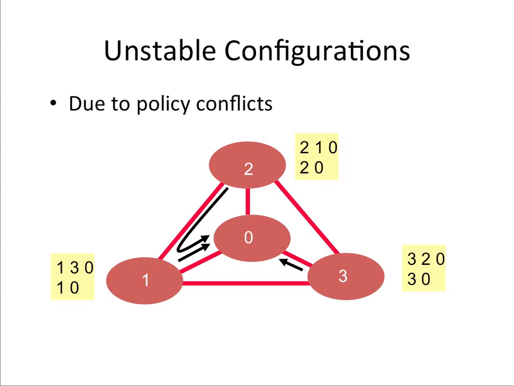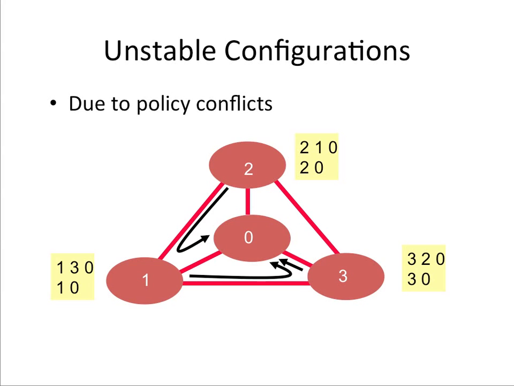But node 1 also receives that advertisement. Okay, there is route 30 now. And what is node 1 going to do? It's going to switch to that. Yeah, it's going to switch to 130 because node 1 actually prefers a route that goes to 0 through 3. And route 10 is going to be withdrawn, right?